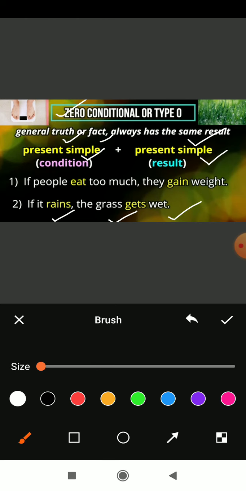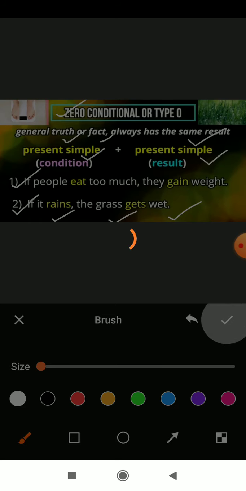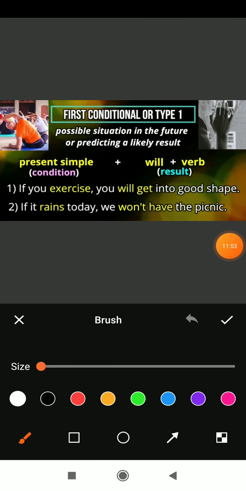This is what the zero conditional clause says here. So these two examples are the best ones to understand the zero conditional, or type 0 clause. Okay, fine, understood. Now let's begin with another clause, the type 1 conditional clause. So here we have the first conditional, or type 1.